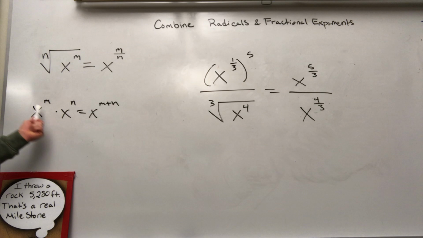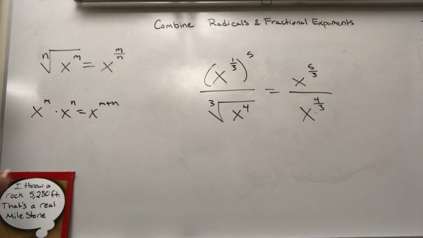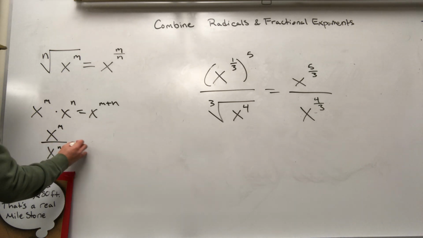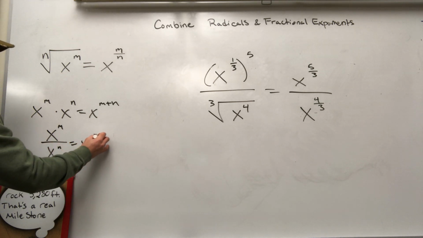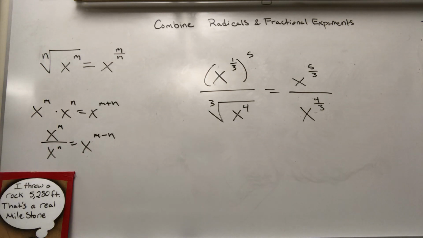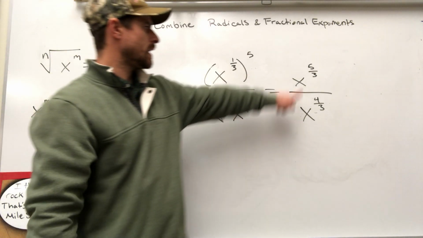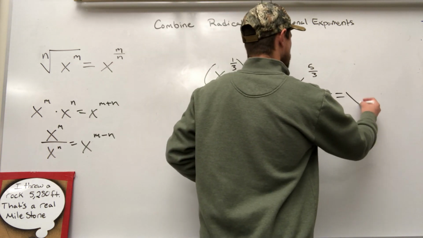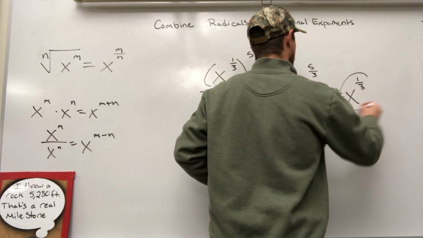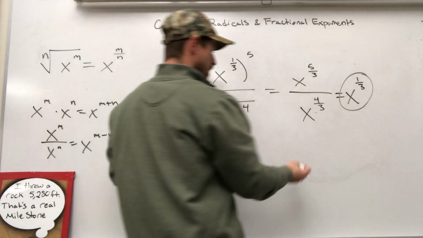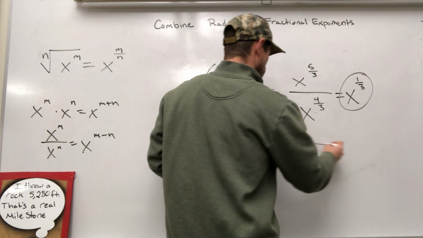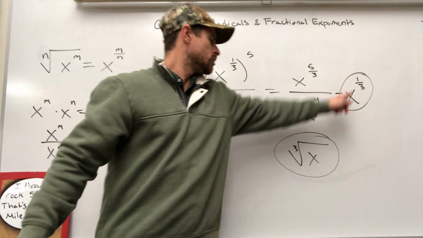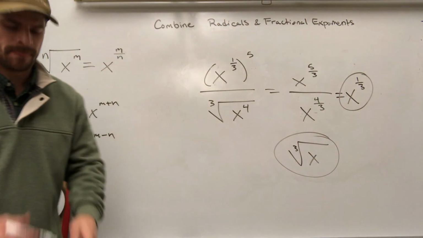Now, quotient rule. Similar to the product rule, we need to add our exponents. Quotient rule says x to the m divided by x to the n will equal x to the m minus n. You subtract your exponents. So in this case, what we need to do now is 5/3 minus 4/3 leaves me with x to the 1/3. Or in other words, cube root of x. No need for me to show the 1 right there.